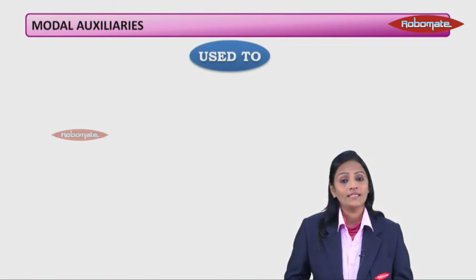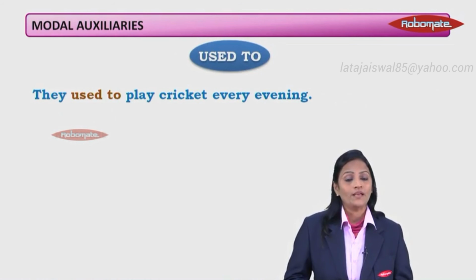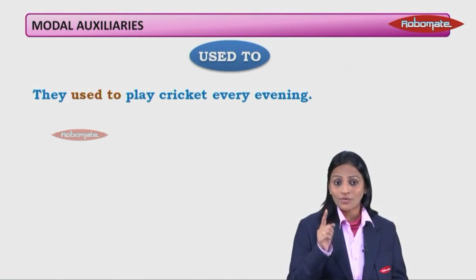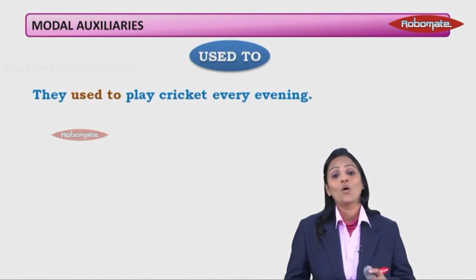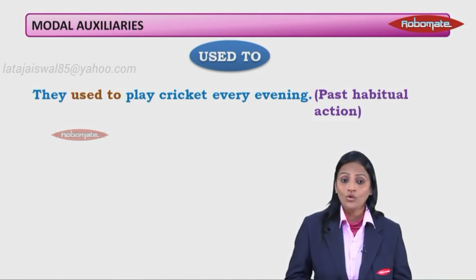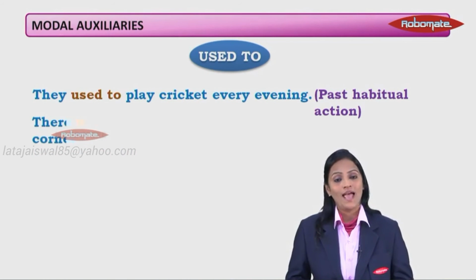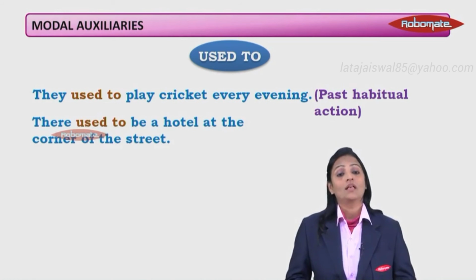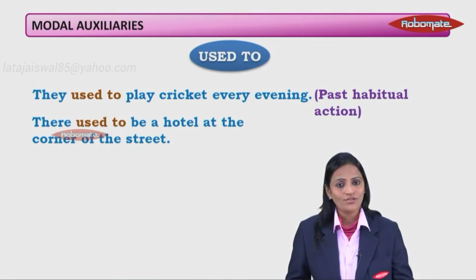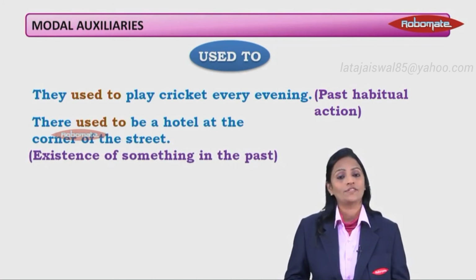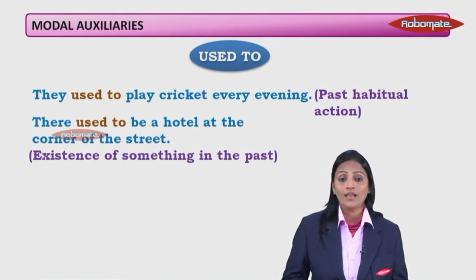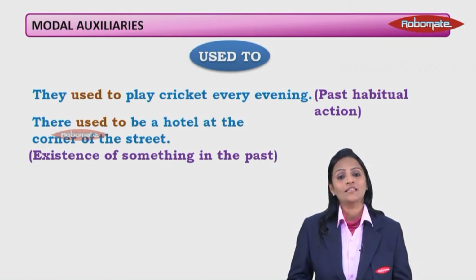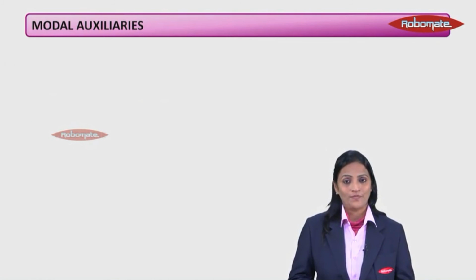Next one, let's take used to. They used to play cricket every evening. Used to, something that they did in the past. Do you remember? There was one more we did. That is would. So here also, students, used to means past habitual action. There used to be a hotel at the corner of the street. There used to be. Now it is not. So it is the existence of something in the past. So used to again has two functions, students. Past habitual action and the existence of something in the past.